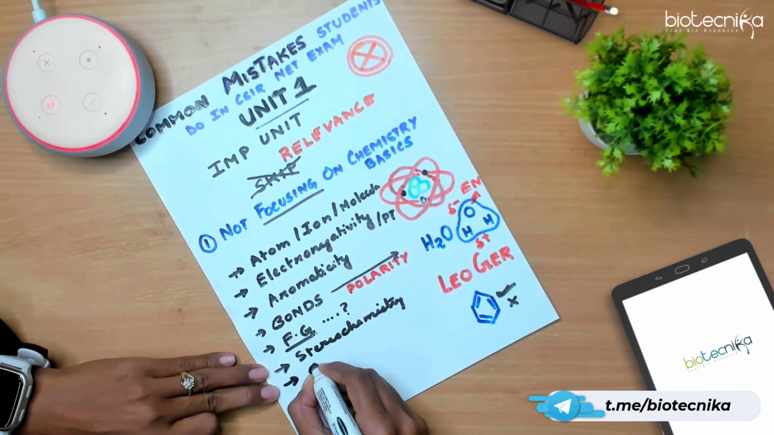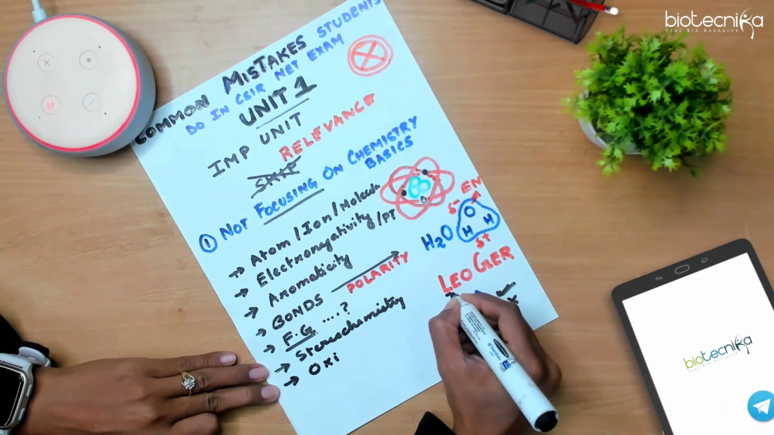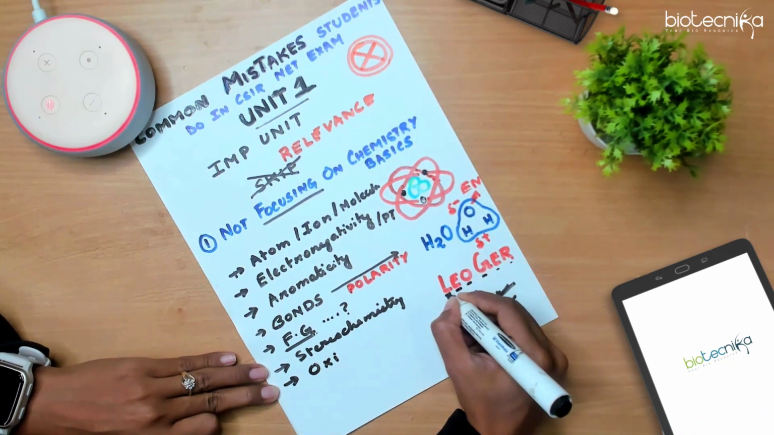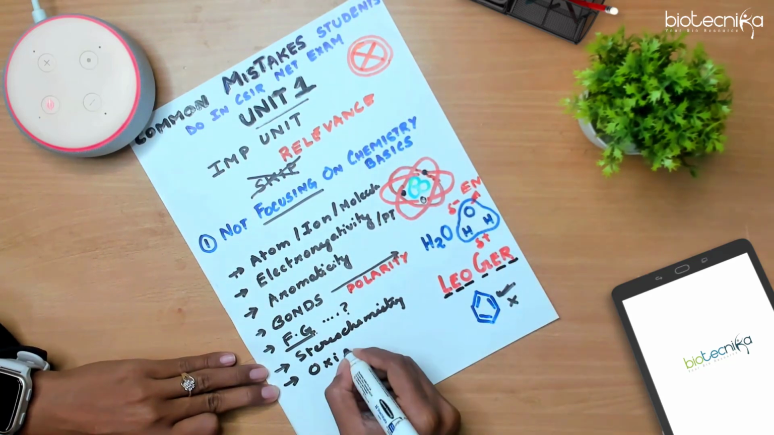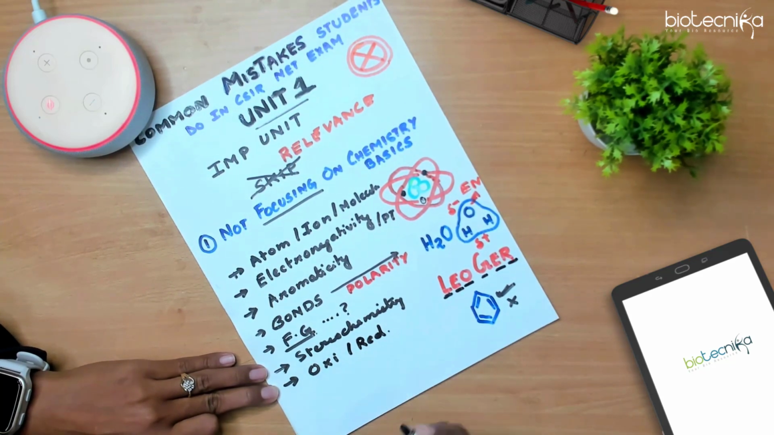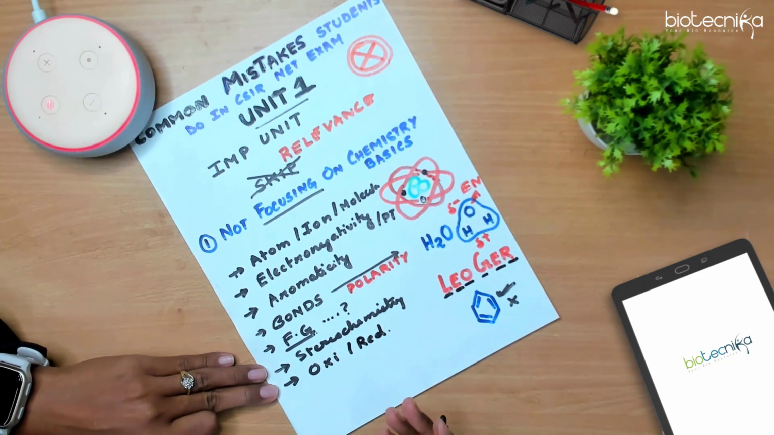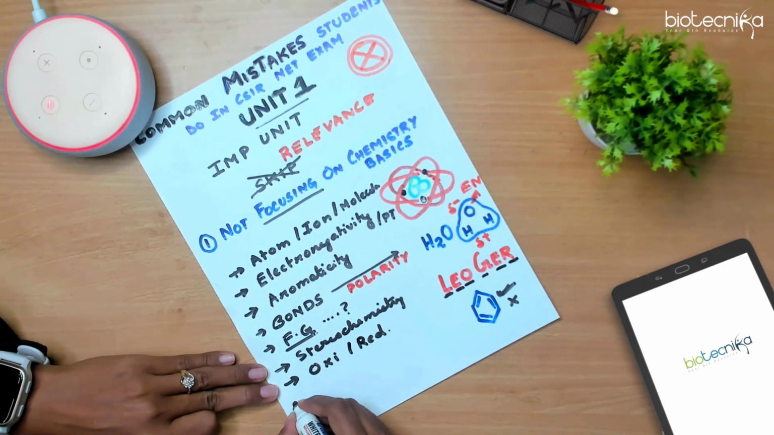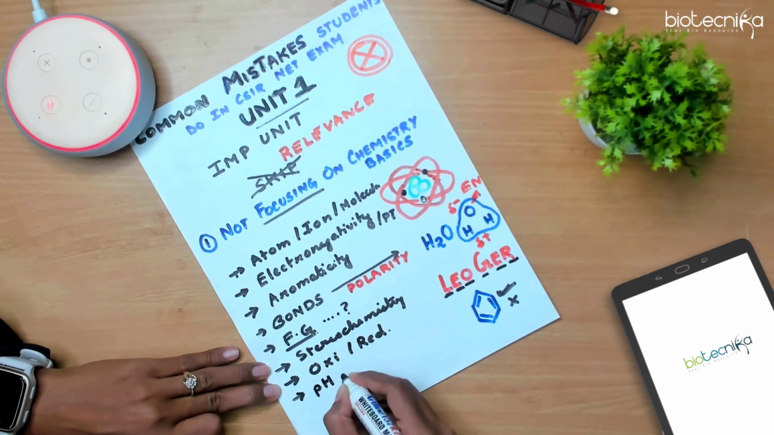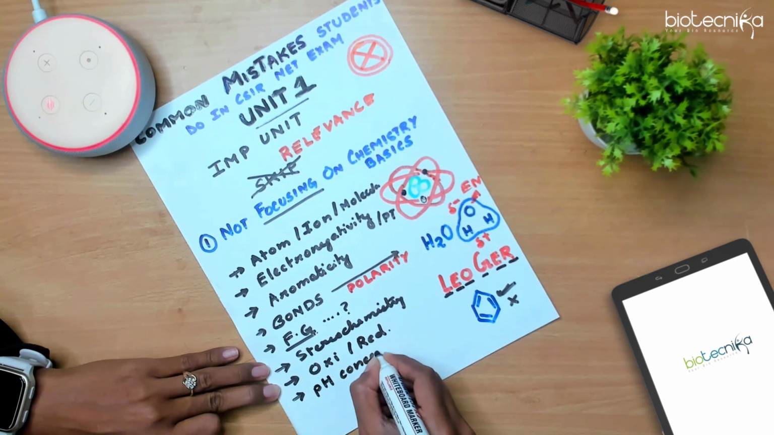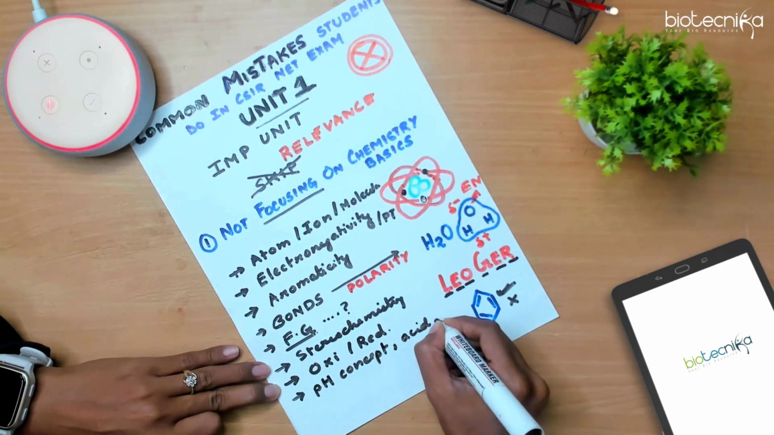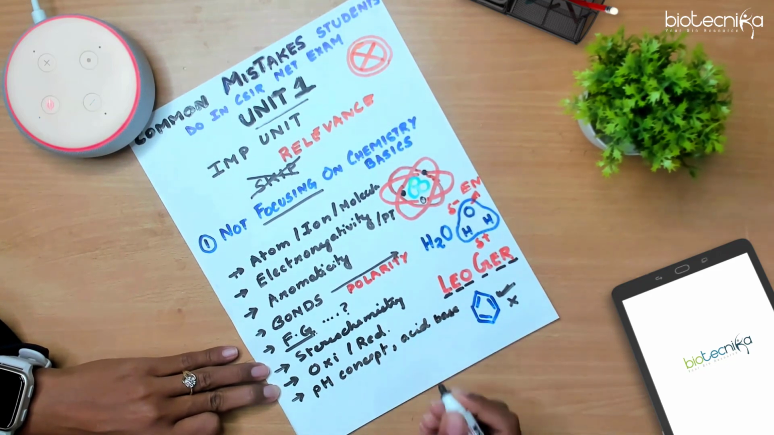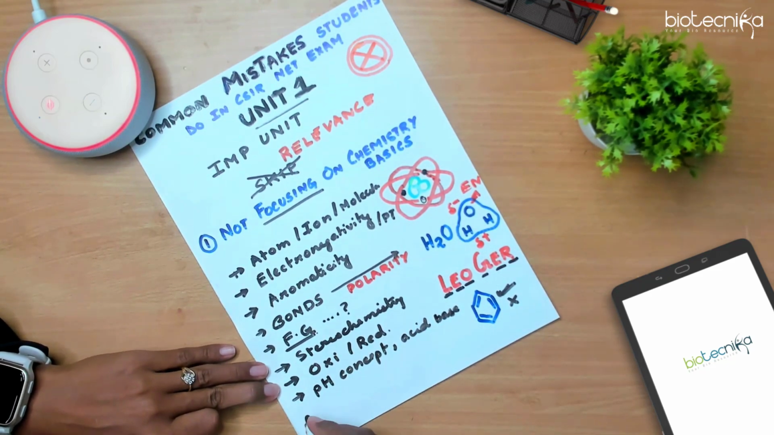Oxidation reduction. Yes, you need to know LEO the lion says GER. That means oxidation is loss of electrons, reduction is gain of electrons. So some logic you need to set. Otherwise, questions like oxidized form, reduced form will often be a part of CSIR questions. pH concept. If your hydrogen ions are increasing, then is your pH increasing or decreasing? A basic question, but I have noticed many students get it wrong. So you have to know the pH concept along with acid and base.